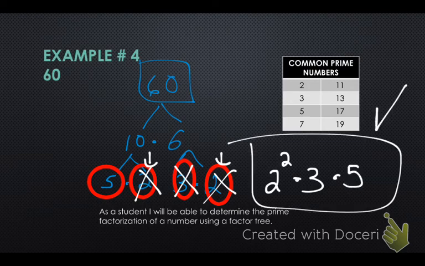Okay. Remember, all of these down here must be prime numbers. There's no other way for you to do it. Prime factorization means you're finding the prime numbers and you're multiplying them together to get another number.